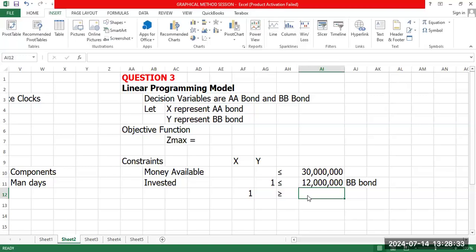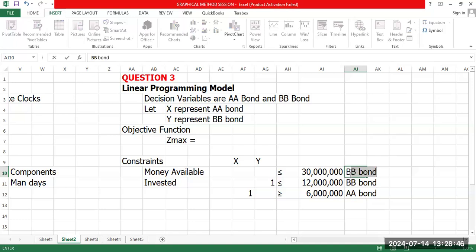And the amount is how much? 6 million? This is related to AA bond. This is both securities.